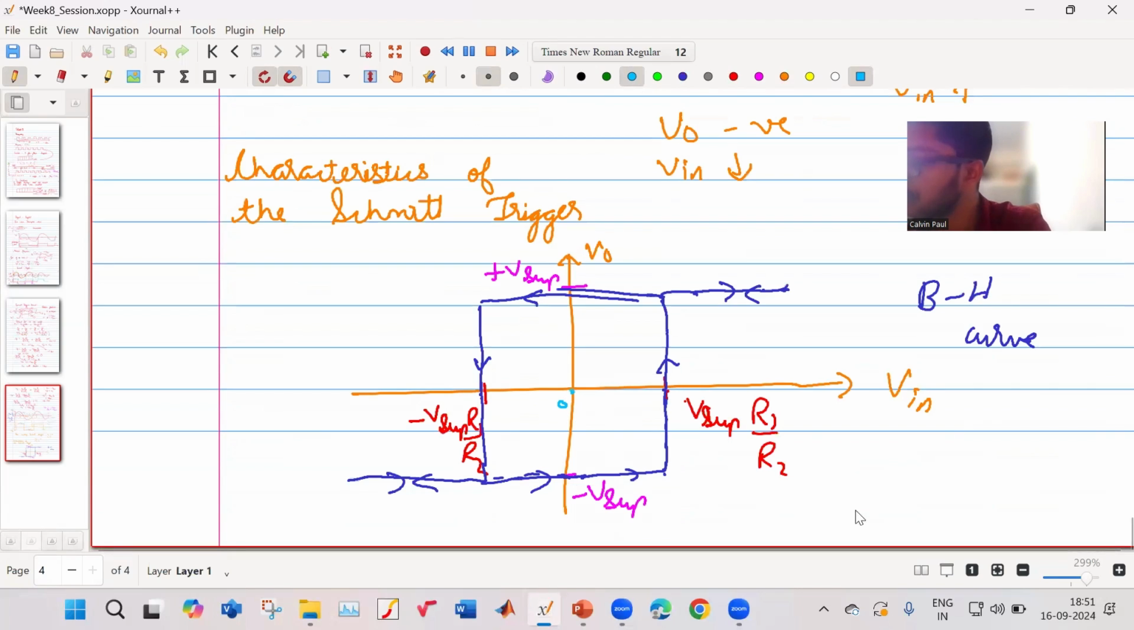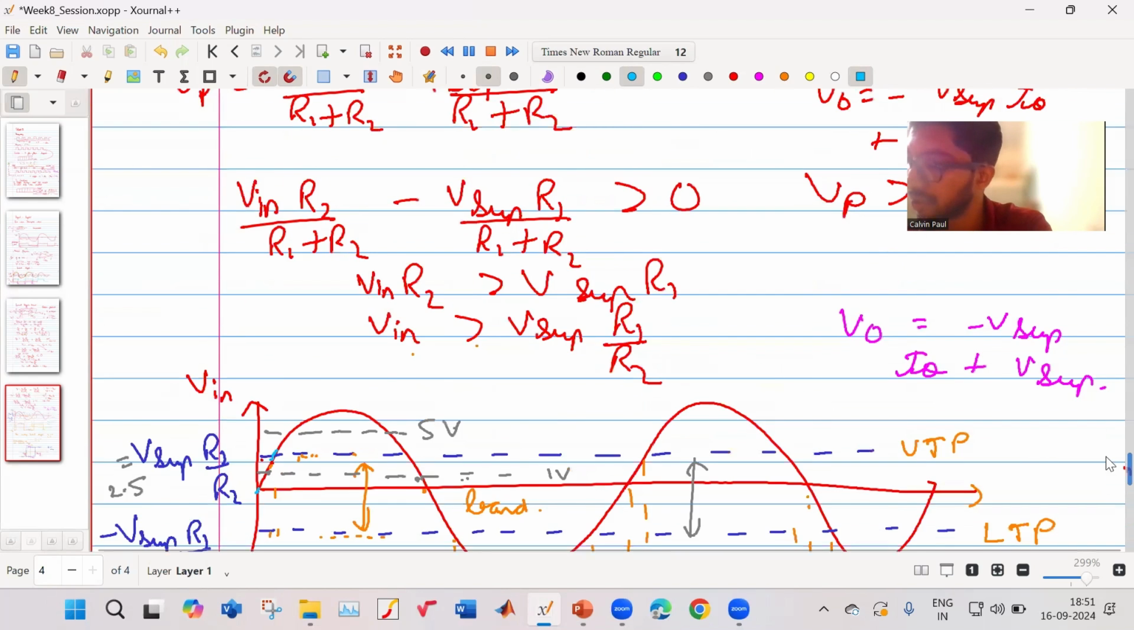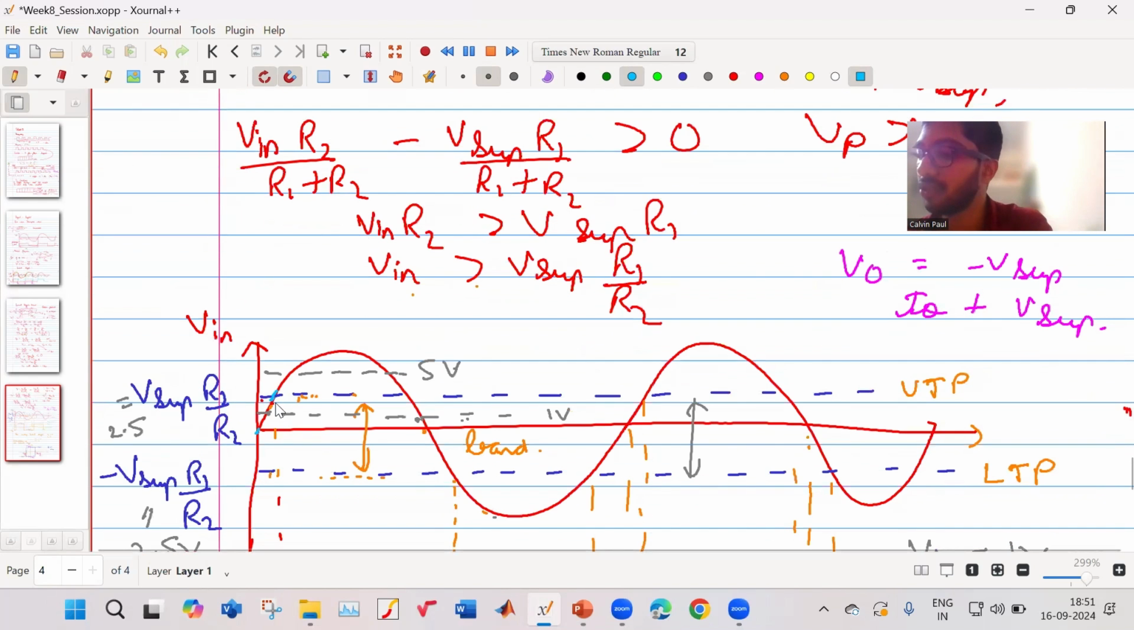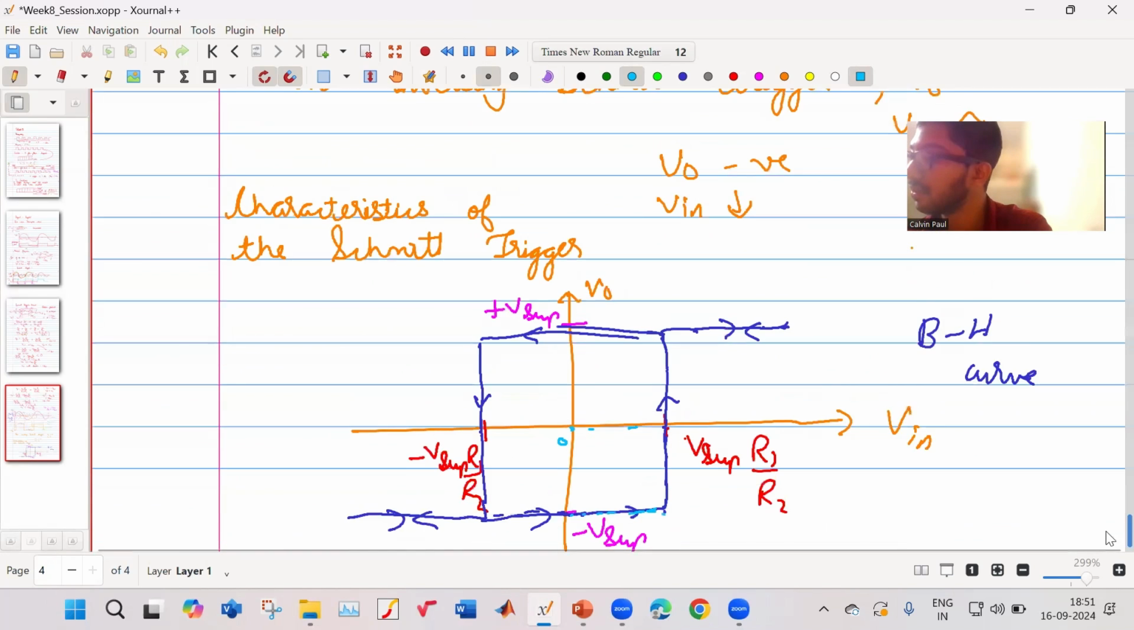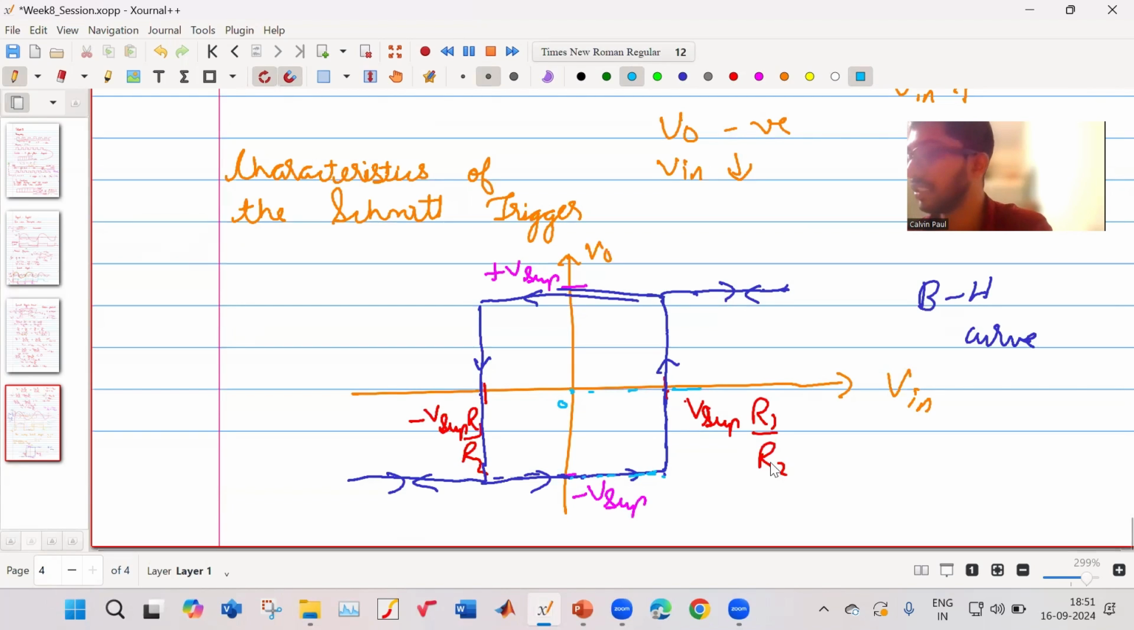Let us say your input was 0, right? Now your input is increasing, but your output will still be negative. Then your input goes above this band, above this V supply R1 by R2. As soon as it goes above, what happens to your output? Your output becomes positive. So what has happened? Your input has gone more than this. So your output has gone positive, and your input is still increasing, but your output can remain only at plus V supply.